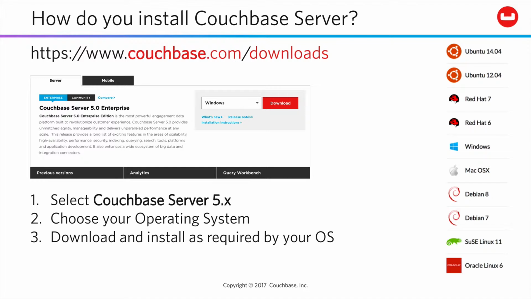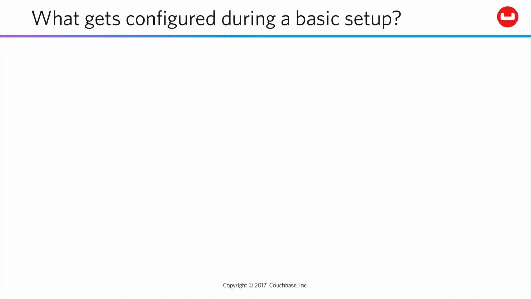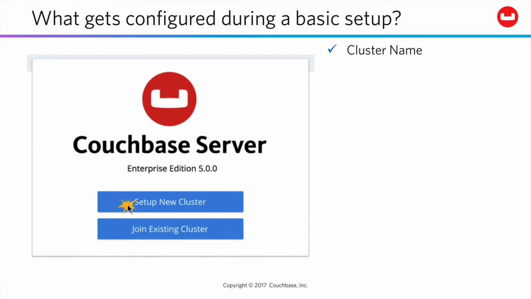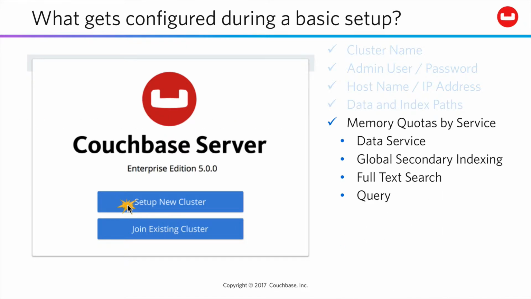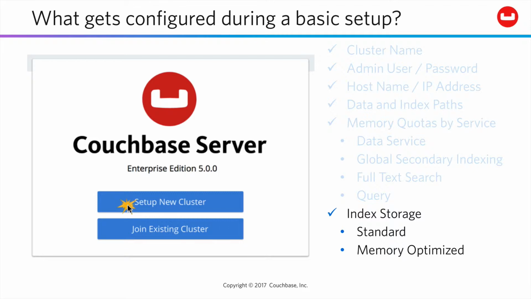Or, if you prefer to work with a containerized instance, visit couchbase.com/containers. When you run the Couchbase Setup tool to set up a new cluster, you'll assign a name for the cluster, along with an admin username and a password. You'll provide the hostname and IP address, or accept the defaults, as well as paths for the data and index files, unless, again, the defaults work for you. Then you'll assign memory quotas for each service, and indicate whether to use standard or memory-optimized indexing. For detailed information on memory quotas and indexing, check out our documentation and online articles.